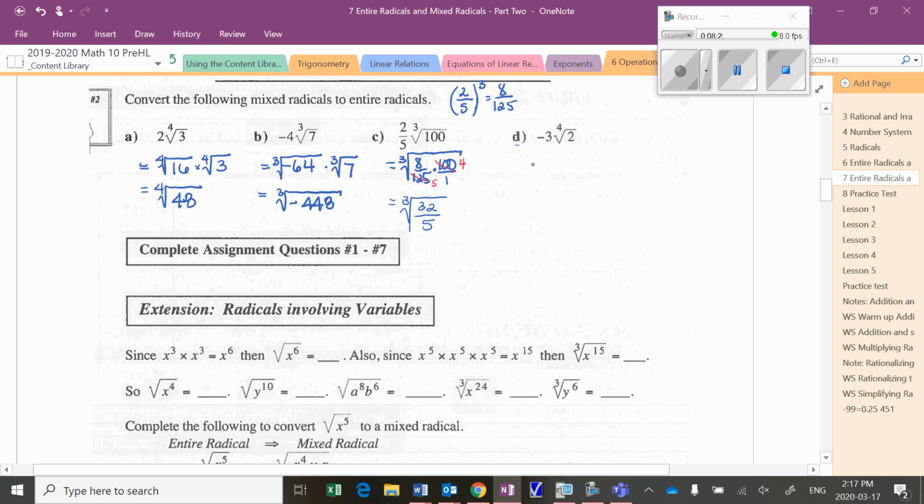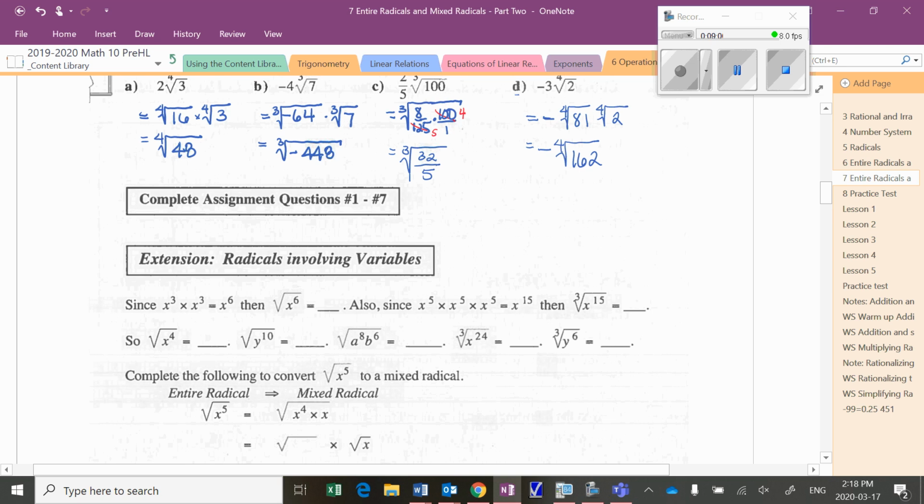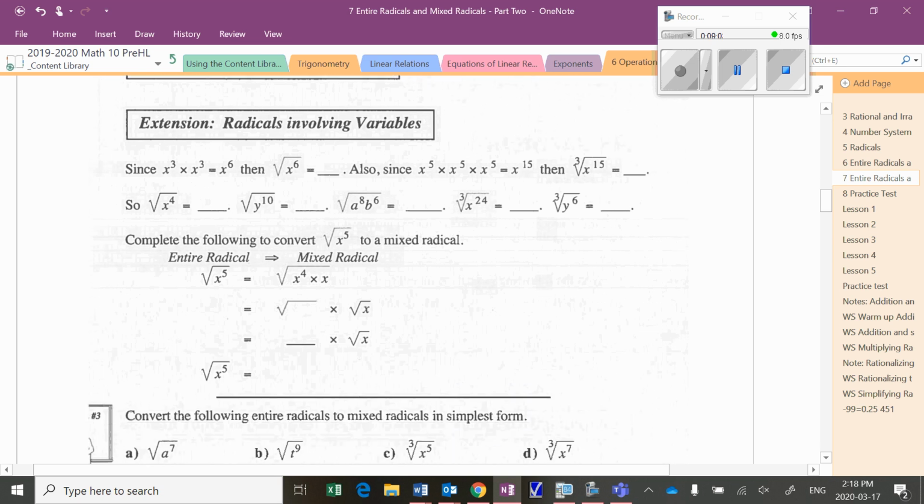Then for D, we mentioned that that negative, if I raise -3 to the 4th, it's going to be +81, which means that that negative gets lost. So that negative is just going to hang out outside, and then we've got the 4th root of 81 times the 4th root of 2, so that is negative of the 4th root of 162. Okay, so it's some tricky stuff, but take your time with it, and let me know along the way if you've got questions as well.